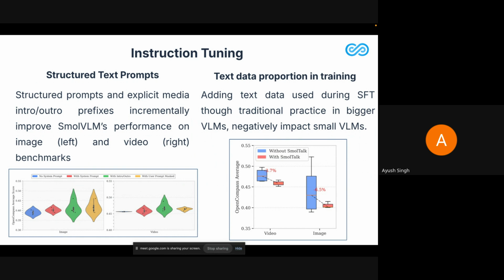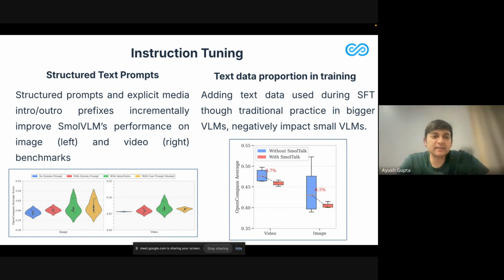Another thing was the text data proportion in training. A normal practice with training larger VLMs is that they include a large amount of textual data, not only multimodal data, in the training. But what they noticed with smaller VLMs is that increasing the proportion of this textual data led to a very drastic decrease in performance, because they were essentially overfitting on textual data, which was not beneficial for smaller VLMs.